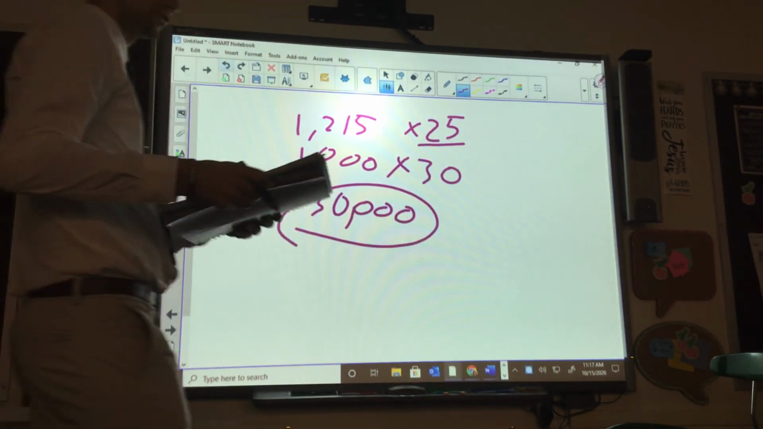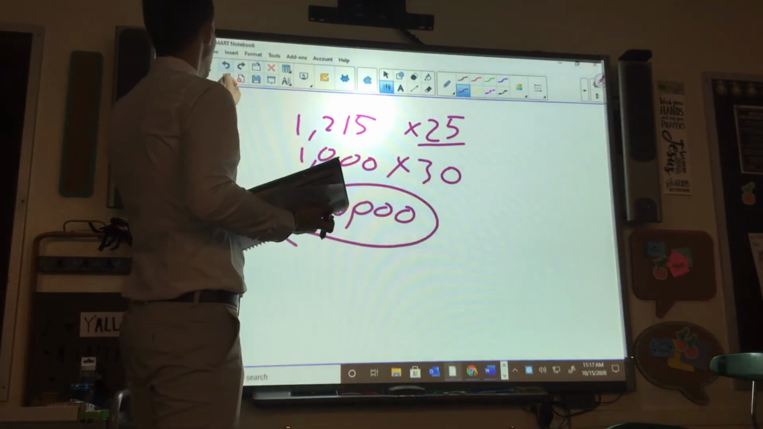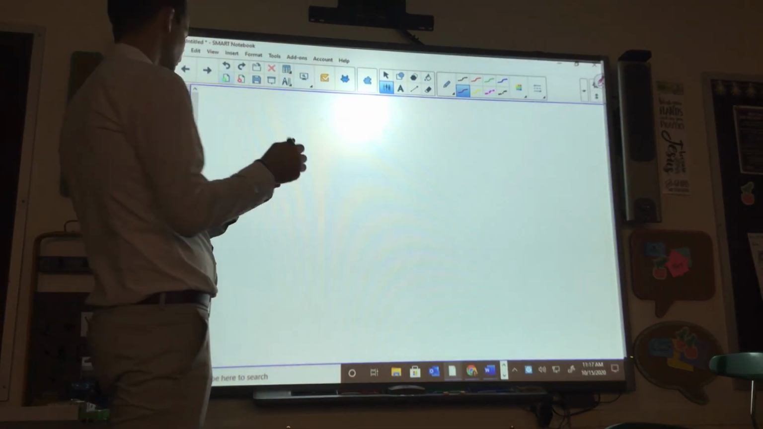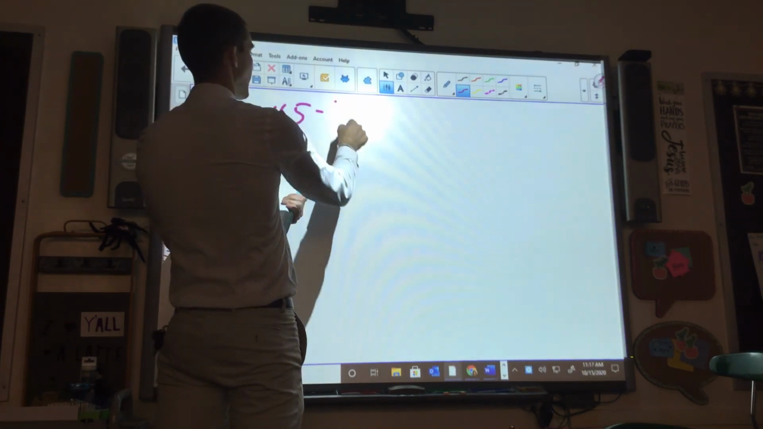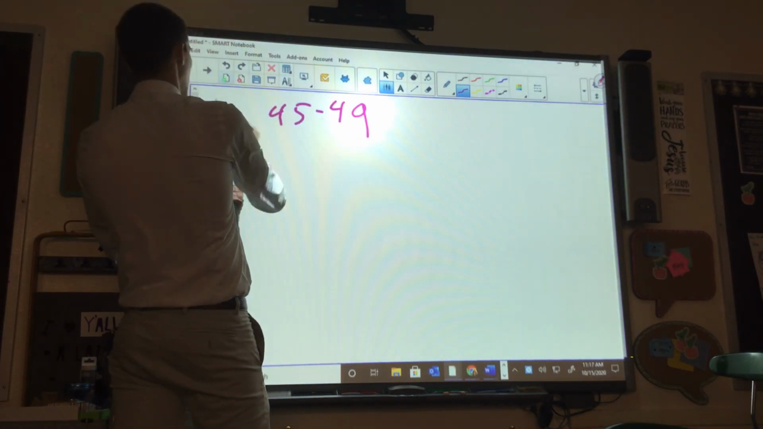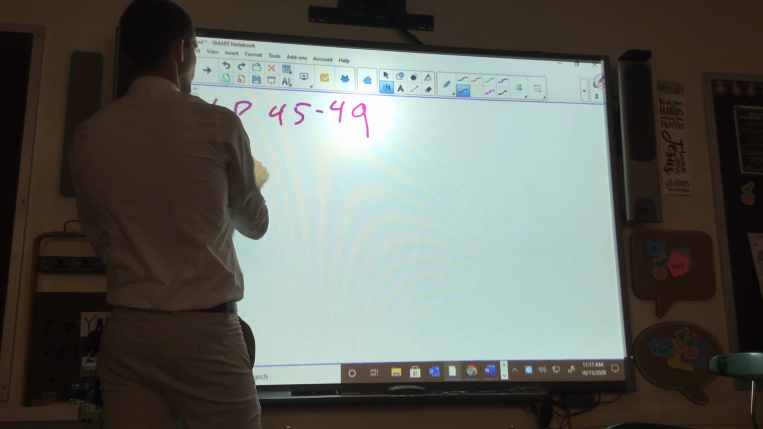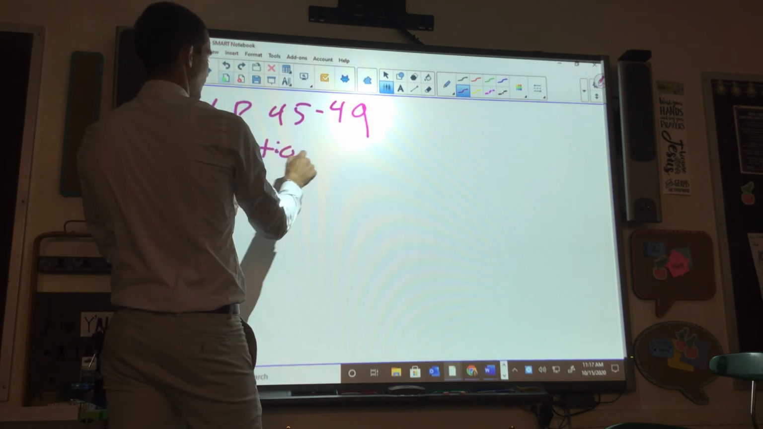All right, just a second. If you want extra work to make sure you know how to do this, you can do 45 to 49. So we don't have to do it? Nope, this is optional.